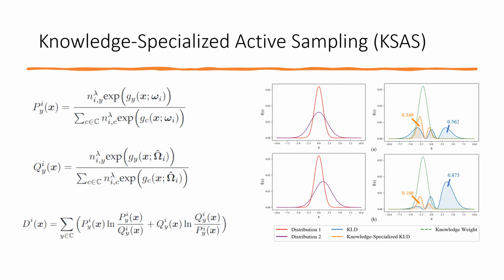To deal with the mismatch problem, we propose knowledge-specialized active sampling. It intensifies specialized knowledge in local clients, ensuring the sample data is informative for both the local and global models. The formulation shows how we calculate knowledge-specialized KL divergence for an unlabeled data point X. Data points that yield a higher knowledge-specialized KL divergence are given priority during the sampling process.